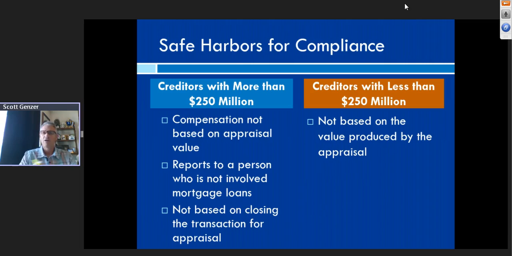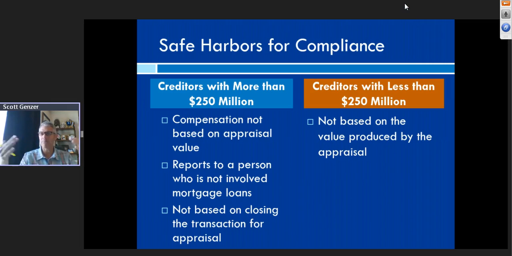They would not be there, and they would have to report to somebody other than somebody involved in mortgage loans, like underwriting or compliance possibly. We can't pay them based on the value, and that's not based on closing the transaction either. If we're a larger creditor of over $250 million in assets, that's our rule. If you're a small creditor, you just cannot base the compensation on the value of the appraisal. So those are the firewalls of the rule.